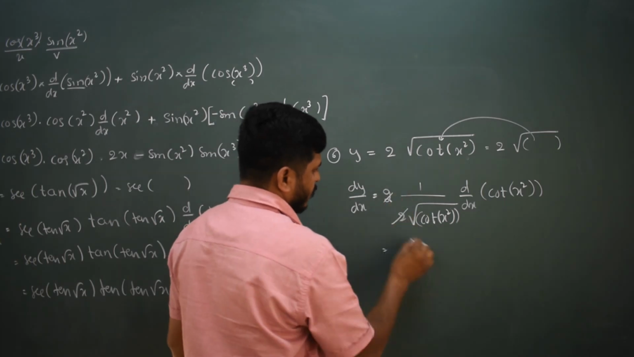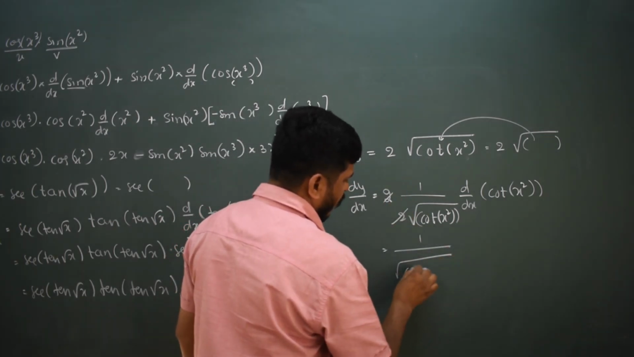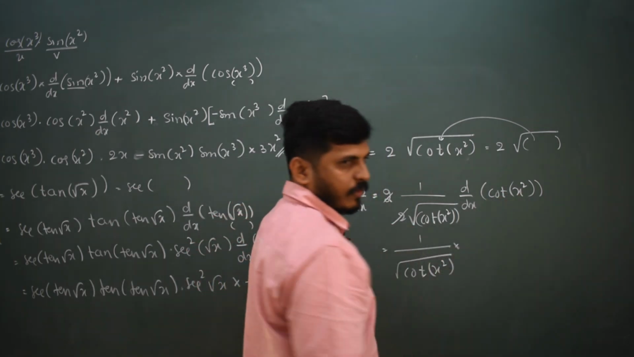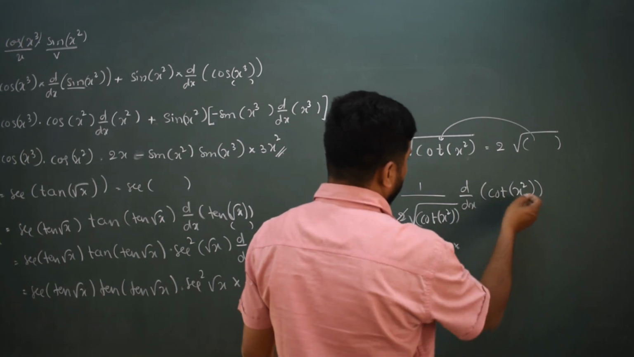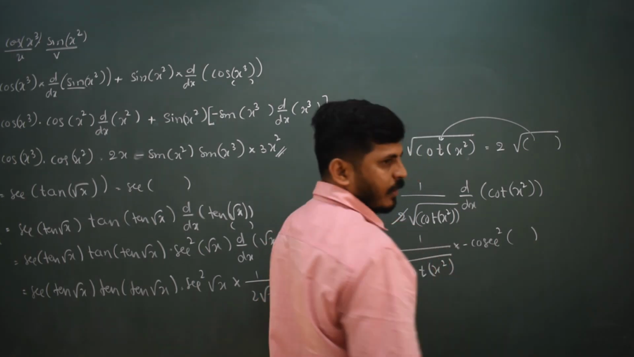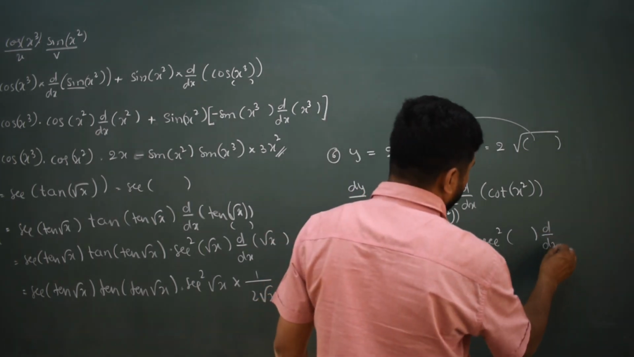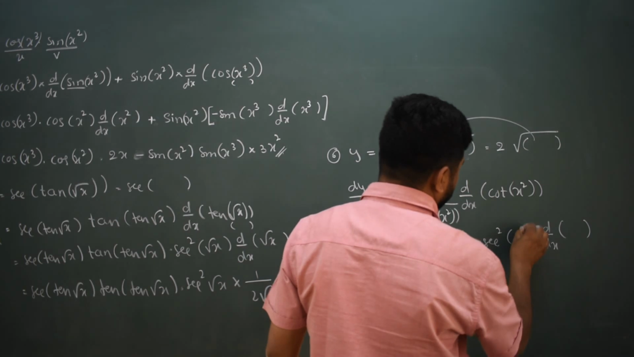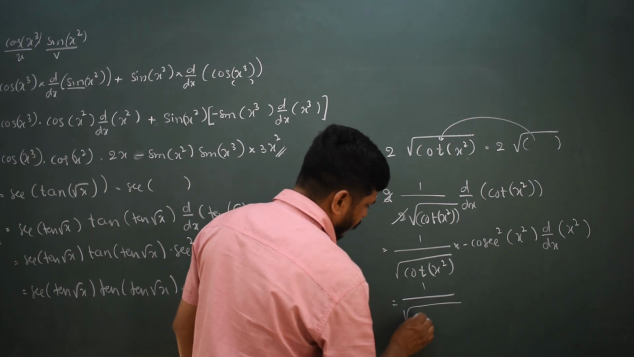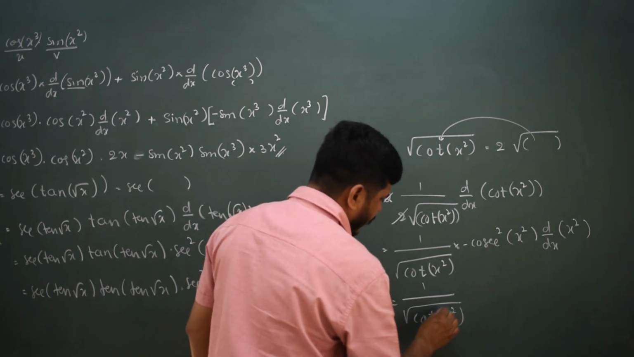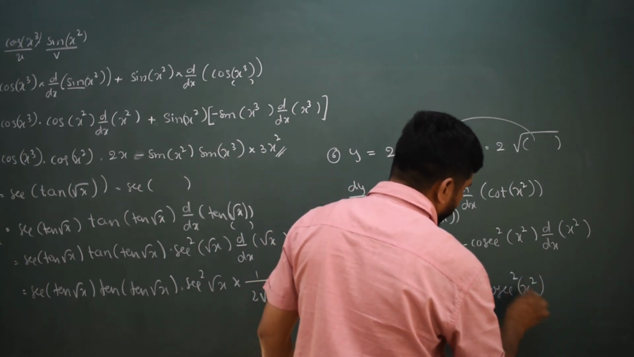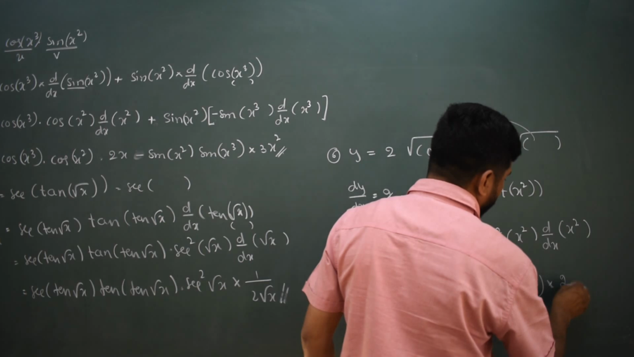That's equal to 2 get cancelled. 1 by root of cot x square into differentiation of cot of something. What is the differentiation of cot of something? Cot differentiation is minus cosecant square something into d by dx of something. What is something there? X square. That's equal to 1 by root of cot of x square into minus cosecant square x square into differentiation of x square, which is 2x.